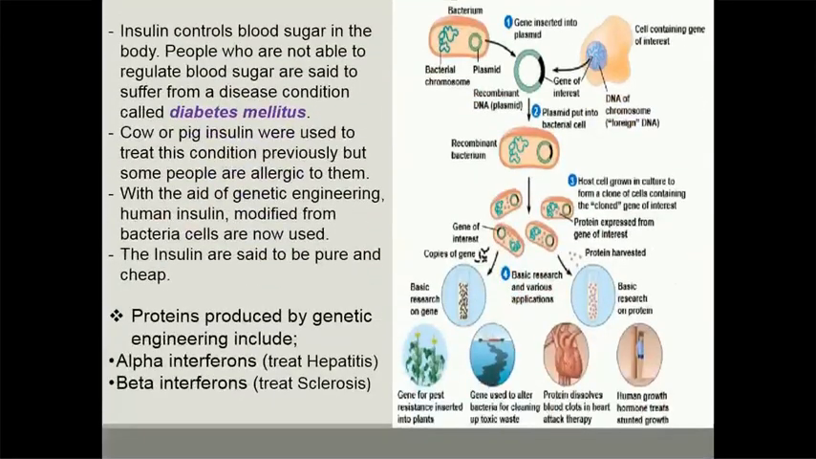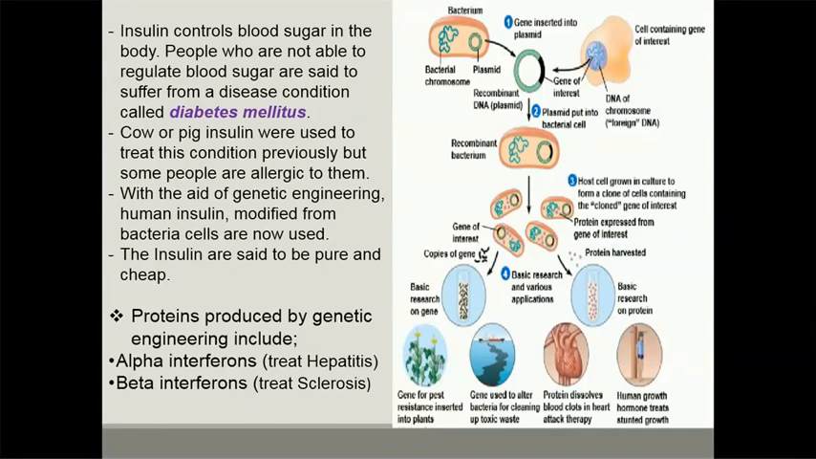Take note of this. Insulin controls blood sugar in the body. Now, people who are not able to regulate blood sugar in their body are said to suffer from a disease condition called diabetes mellitus. Now, cow or pig insulin were used to treat this condition previously, but some people were discovered to be allergic to them.